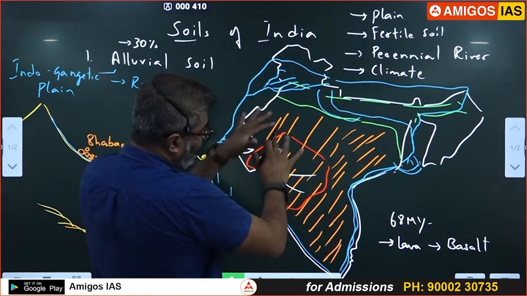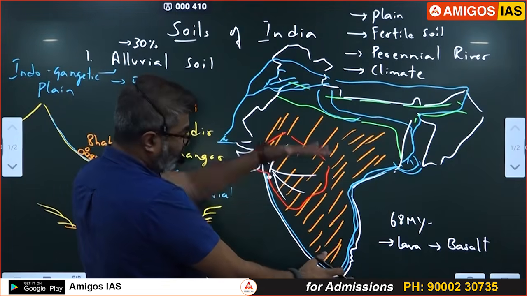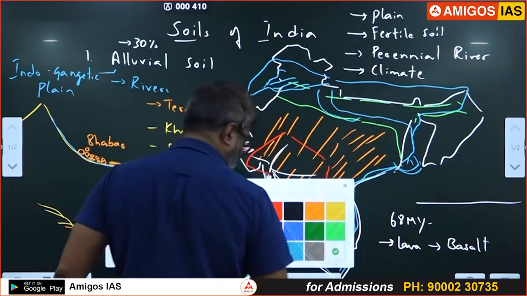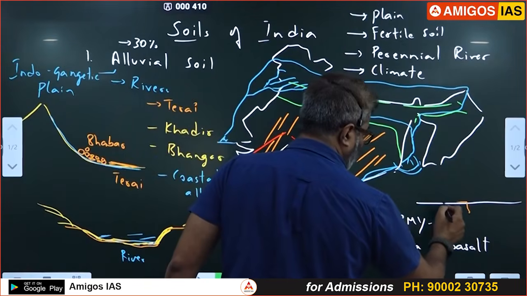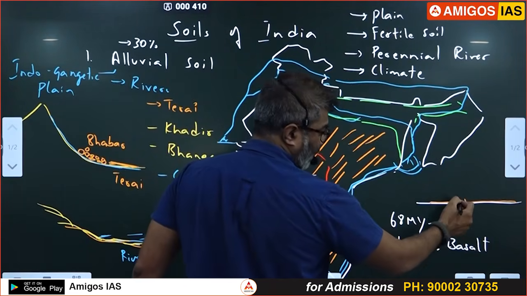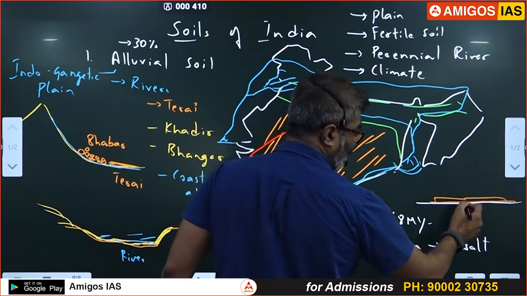Why is it called Deccan? Because it's in the Deccan part of India. Deccan, South India, plus lava plateau. See, I'll show you how it looks. The lava plateau looks like this. This is the first volcanic activity. Then again, above that, another activity like this.